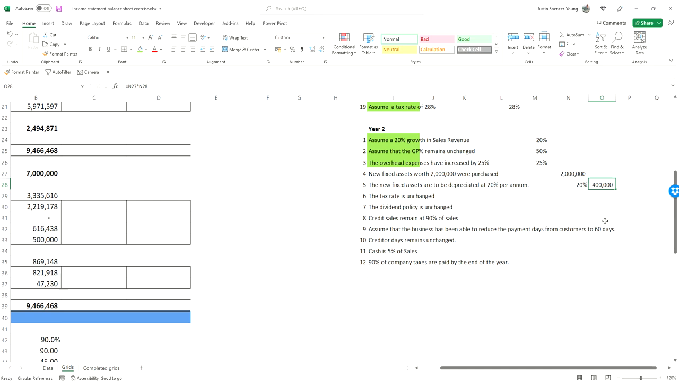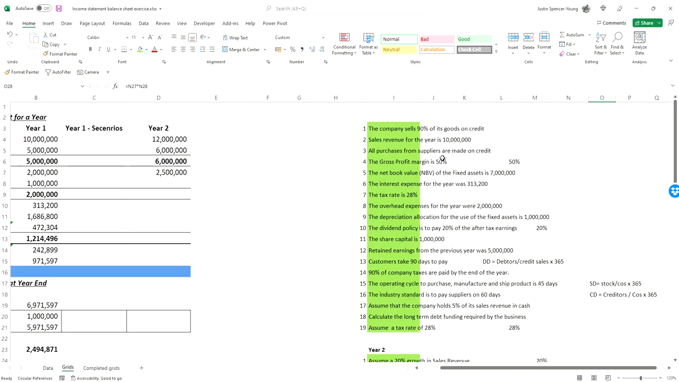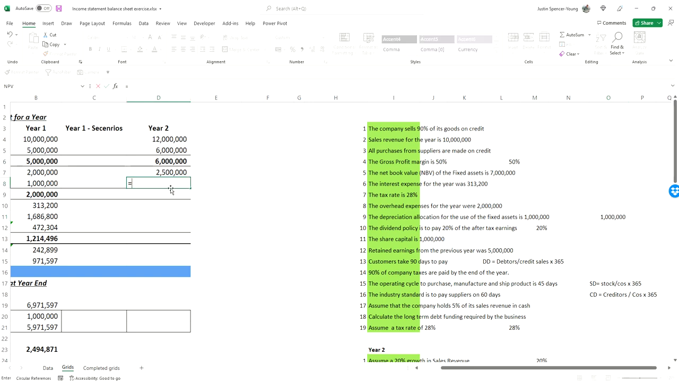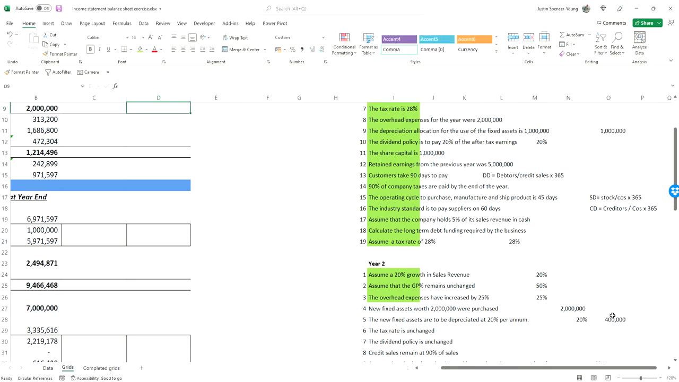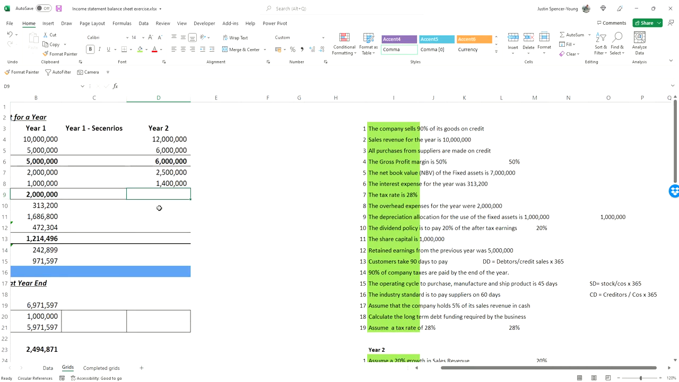But remember, we still have existing assets that are being depreciated at 1 million Rand a year. Okay, that came from the previous one. Here it was. So our depreciation here is going to be, let's put 1 million over there, format it, and let's say our depreciation here is going to be equal to the 1 million Rand there plus the 400,000 that we did here. And we'll come back and do the assets when we get there in the balance sheet.